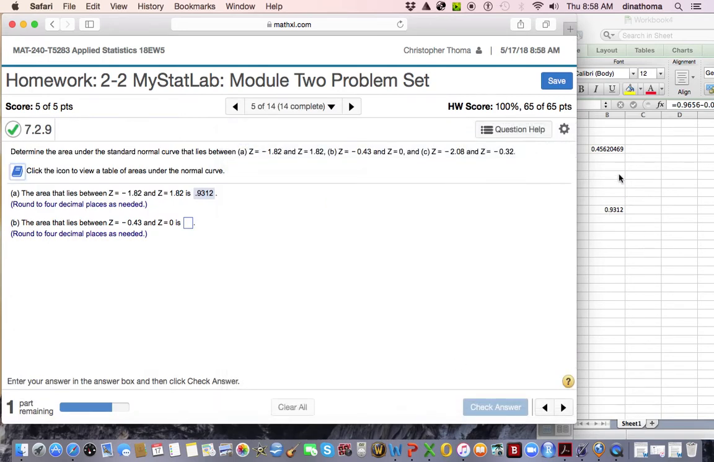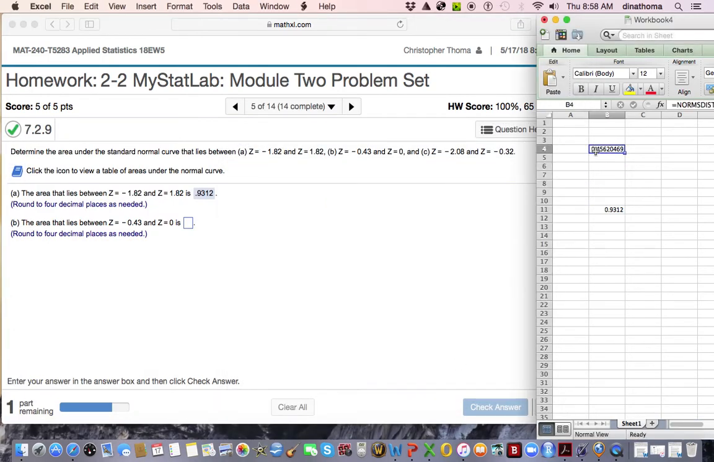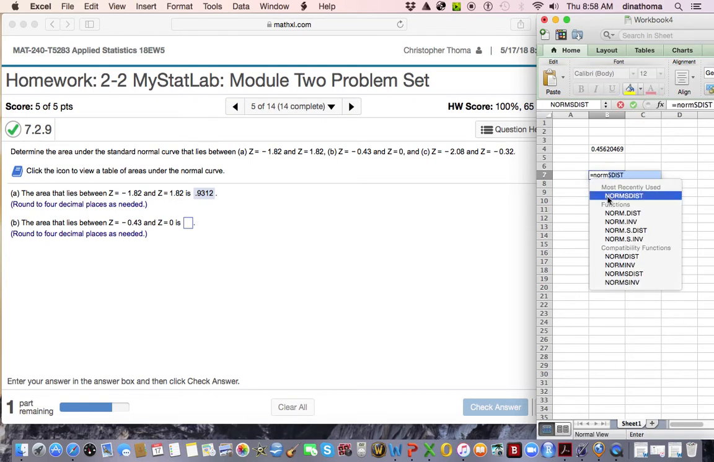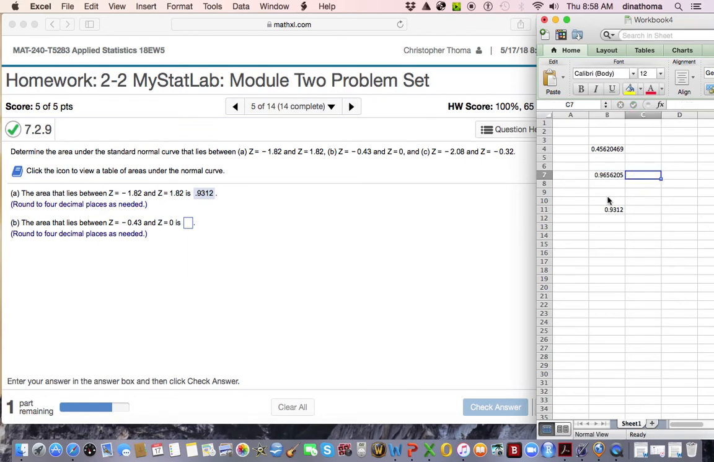Get rid of that. Now, if you just want to do it in Excel, do just like we did again, equals NORM.S.DIST, put in 1.82. Now, oops, which as you see, I got 0.9656.